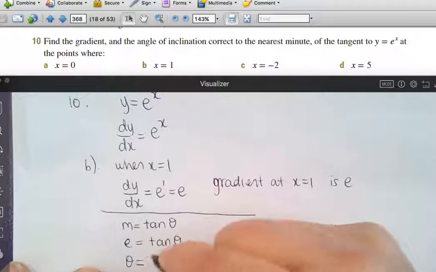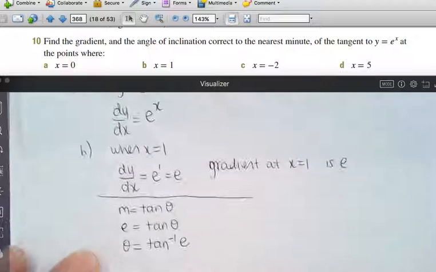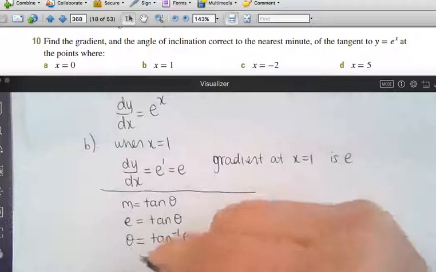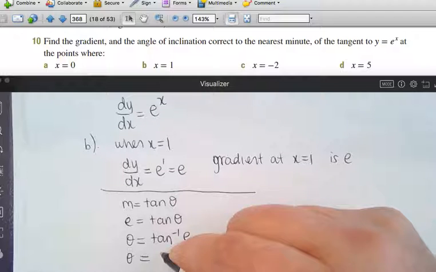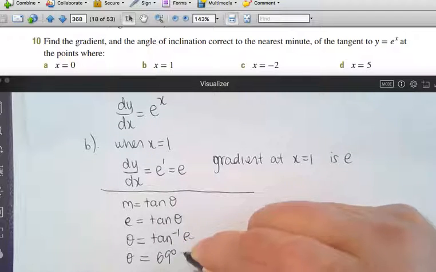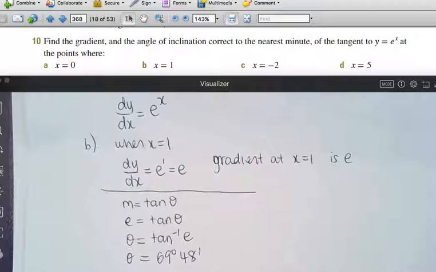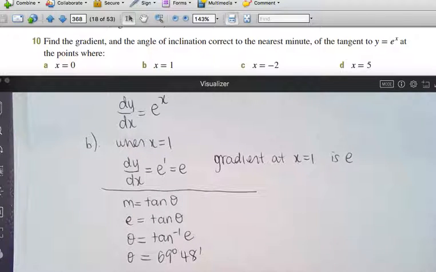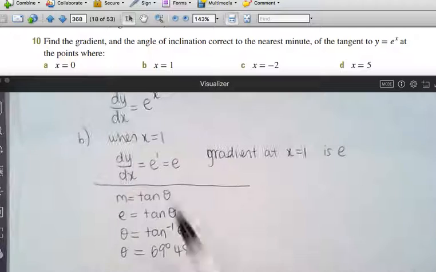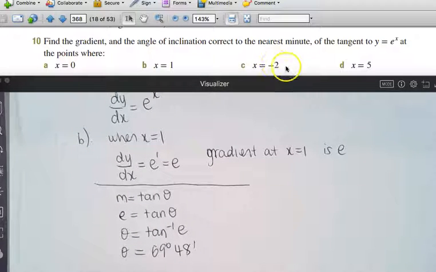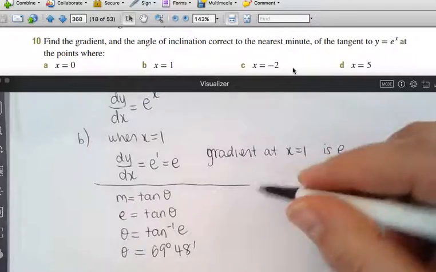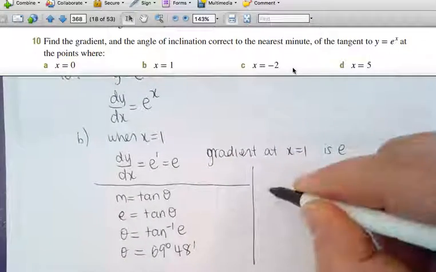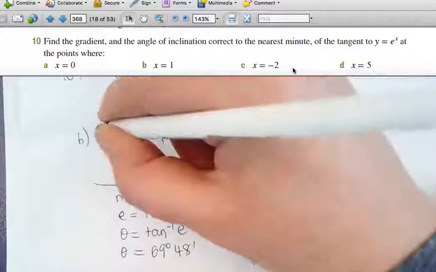So how do you do it? Theta is tan to the -1 of e. Off you go on your calculator. What do you get? 69 degrees. Yep. Now, if you do tan to the -1 of 3, I think that's about 63 degrees, 26 minutes. So it's close. I'm not saying to do 3, but you could check it. So it's 69 degrees, 48 minutes. And when you want the gradient at, say, x is 2, you just substitute x is 2. Same method. So that was B.